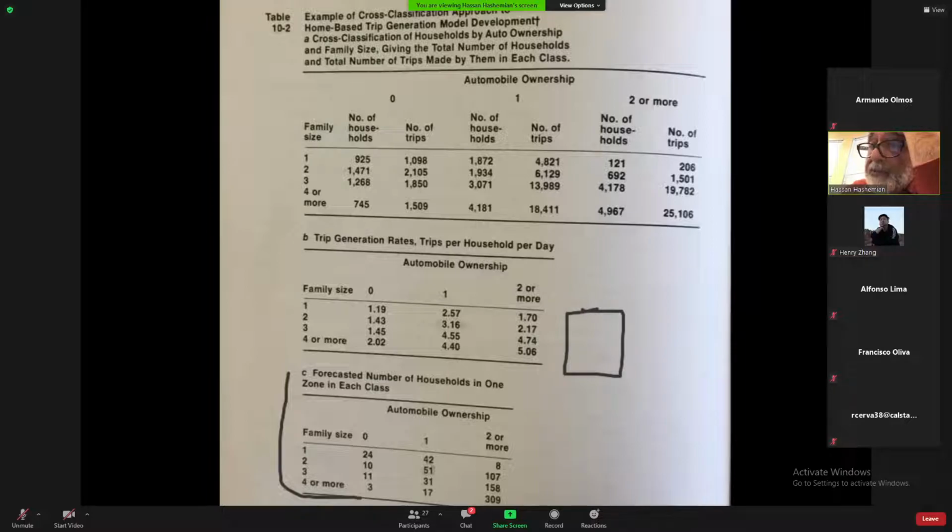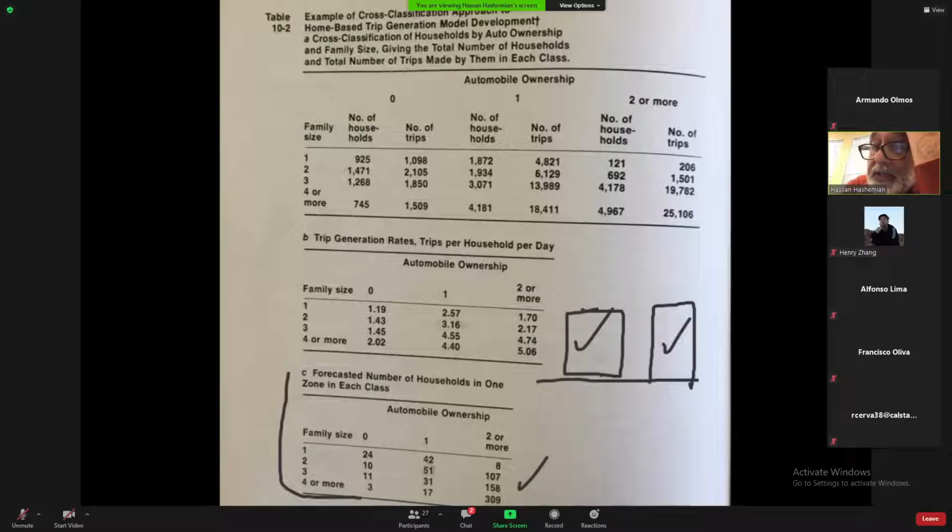For instance, sometimes we even use buildings. Let's say we have a high-rise building here. We already know how many apartments are there, how many people live in each of those apartments, and whether they have a car or no car. So we want to build another one right beside it, which is similar to this. We can take this data and, based on that, estimate how many trips are going to be generated by the new building.